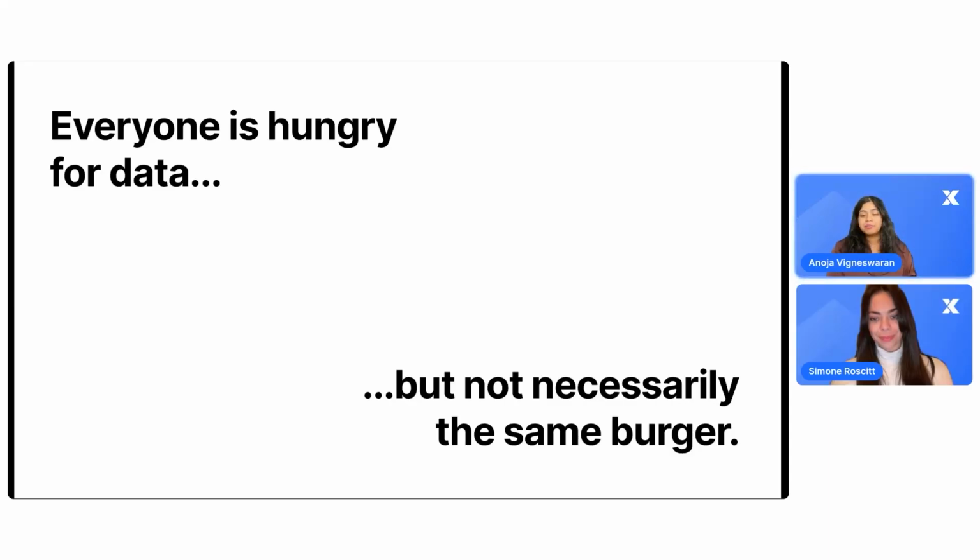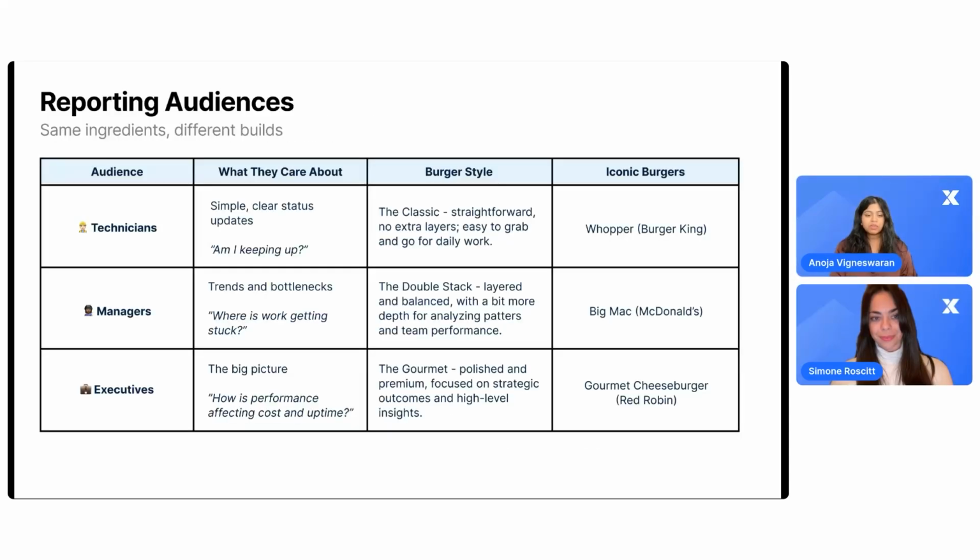See, your job as an admin is to serve the right burger to the right audience. Now, one important thing to remember about reporting is that not everyone is looking for the same thing, even when they're using the same data. Think of it like burgers. You've got the same ingredients, right? Everyone's going to get a bun, everyone's going to get some variation of vegetables, unless you don't like vegetables, but at least a patty in there of some sort. But there's different builds. Now, when it comes to reporting, you've got three distinct audiences here.